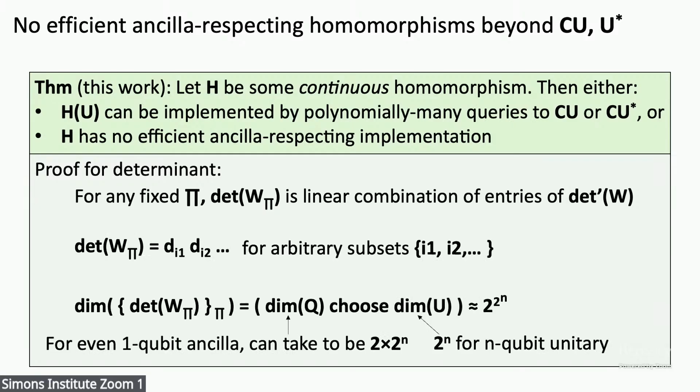And so the point is that let's suppose that my W is a unitary on n qubits. So that means its dimension is 2 to the n.